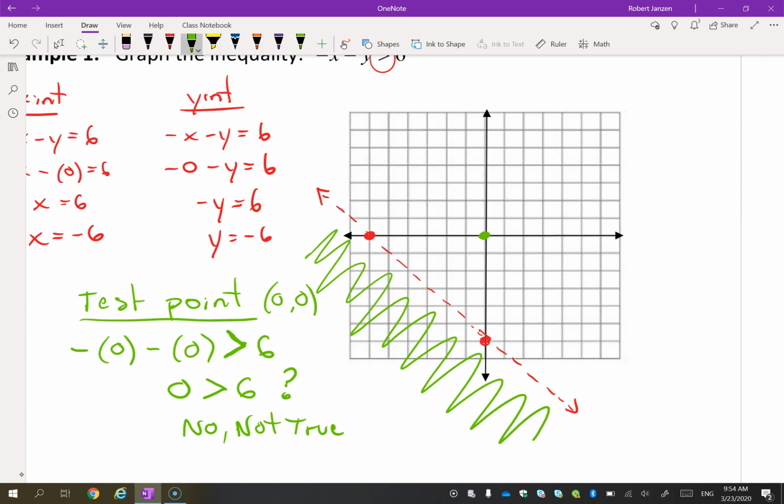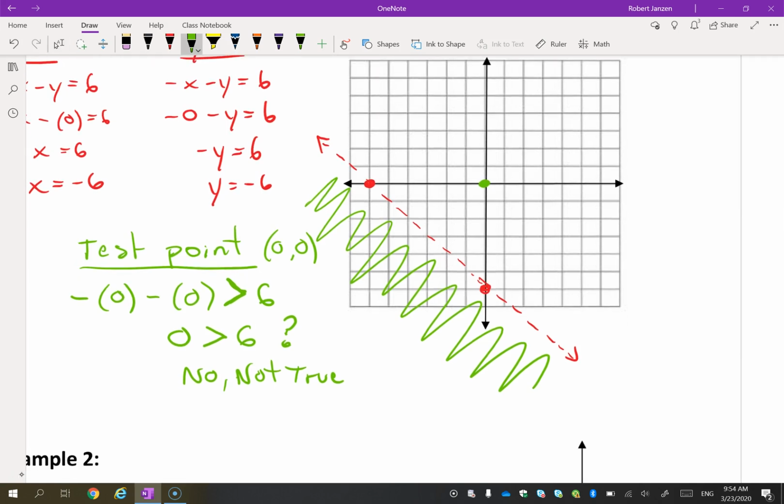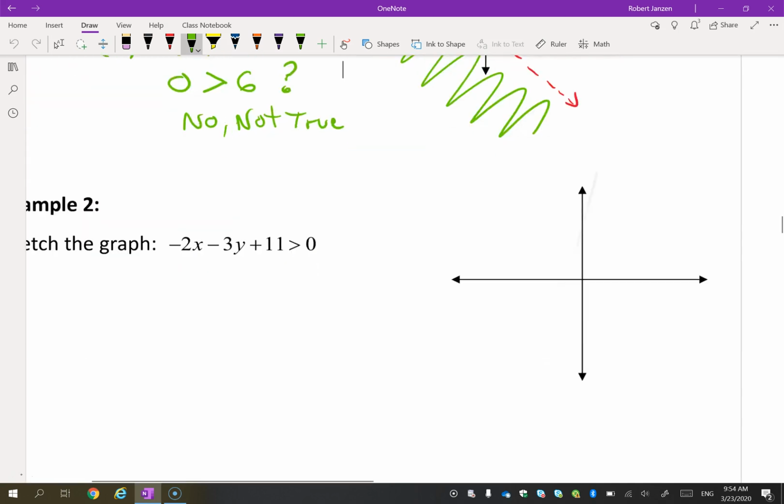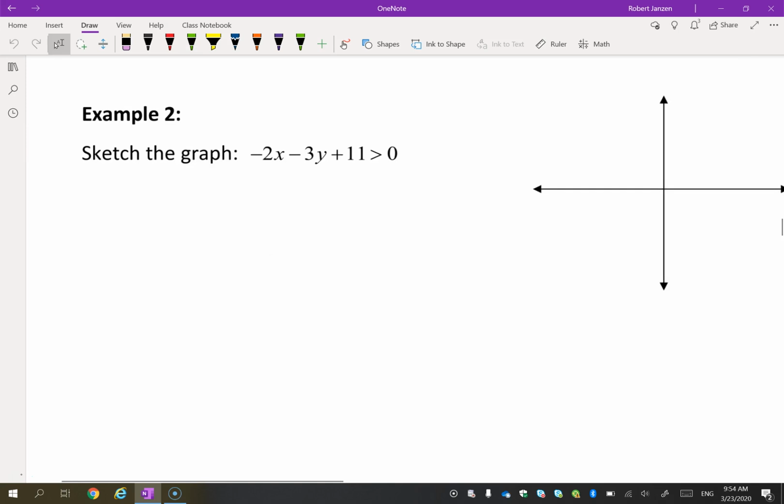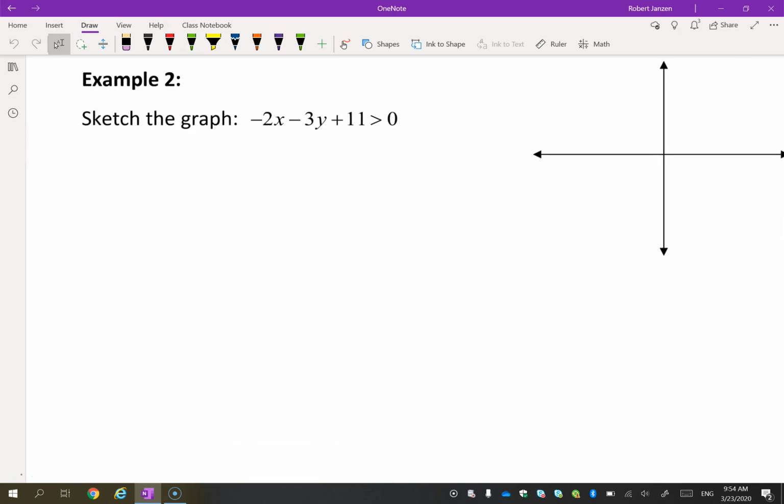All right? And I could pick another point, I could go and pick this point to see if it works, but I don't need to. As soon as you see that one doesn't work, then everything has to be on the other side of the inequality. Okay? Let's try another one. Let's do this one with the slope-intercept method instead, just so that we get used to using both. I'm going to change this to slope-intercept form.